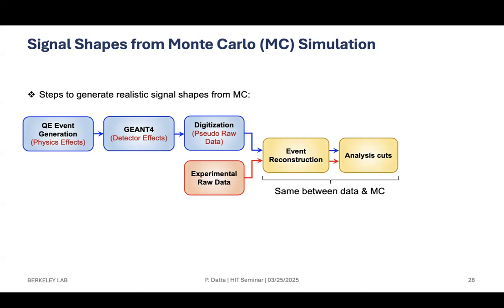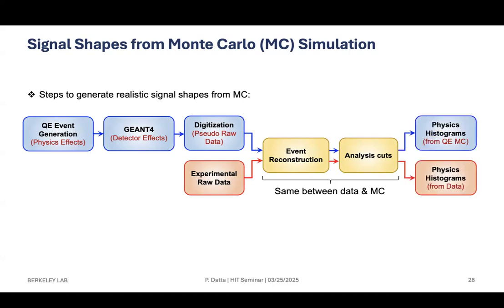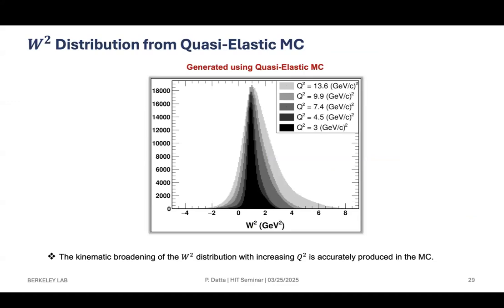Using the same machinery, we reconstruct the pseudo-raw data and then apply the same analysis cuts, right? Only then can we generate physics histograms from Monte Carlo and data that can be compared on an equal footing. But it is necessary for us to validate our simulation machinery, to see if it really has all the effects that are known to be present in data. And the best variable to look at is the W-squared distribution, because that is very well known for quasi-elastics.